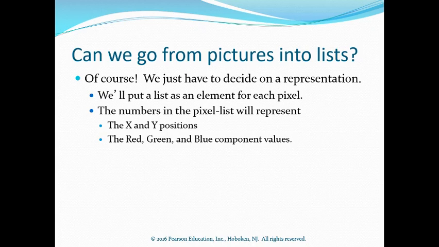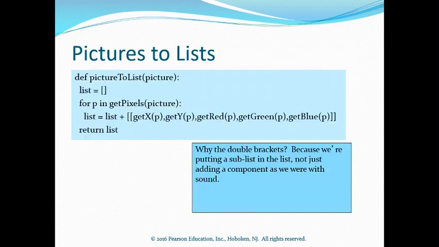Can we go from pictures into lists? Of course. We just have to decide on a representation. We'll put a list as an element for each pixel. The numbers in the pixel list will represent the x and y positions, and the red, green, and blue component values as well. So picture to list. So here's our example of how we're going to do it, right?